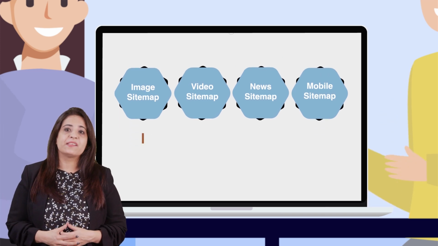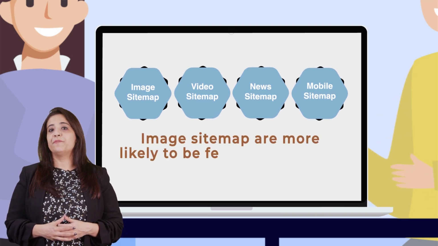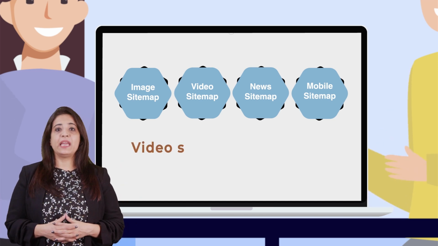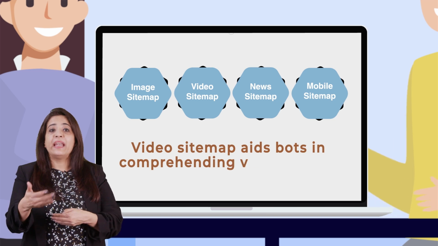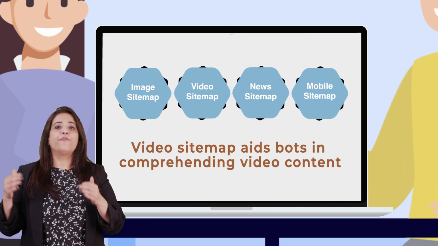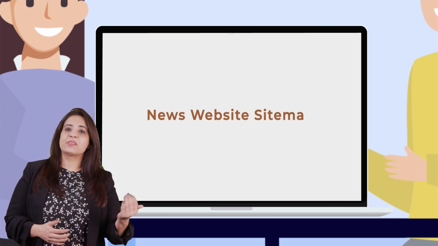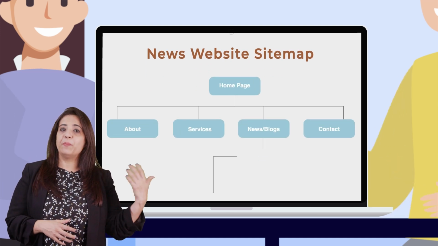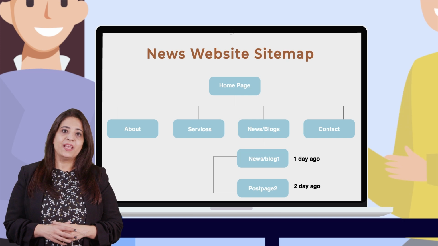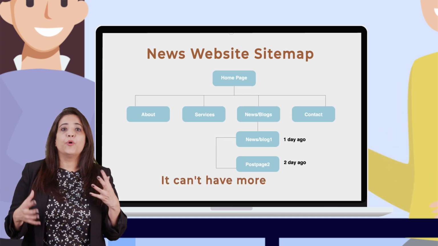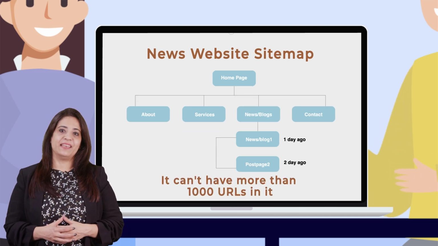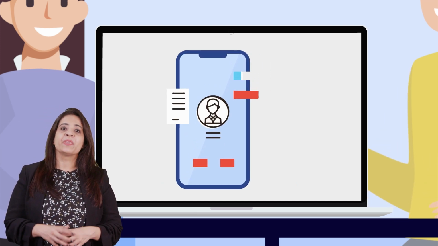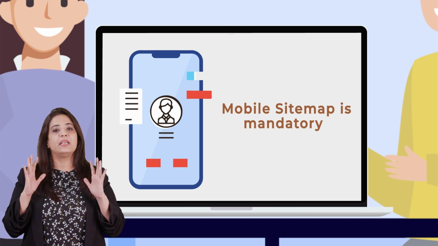Images that have an image sitemap are more likely to be featured on Google image search. Video sitemap aids bots in comprehending the video content. For news websites, news sitemap is necessary. It cannot include stories that were published more than 2 days ago. It can't have more than 1,000 URLs in it. If you have a mobile-friendly version of your website, a mobile sitemap is mandatory.